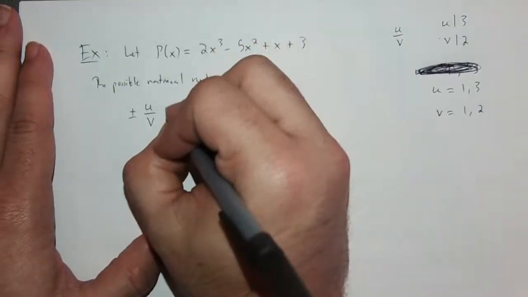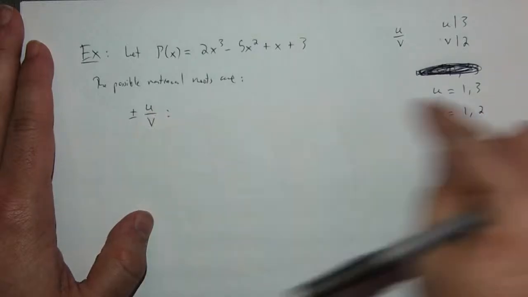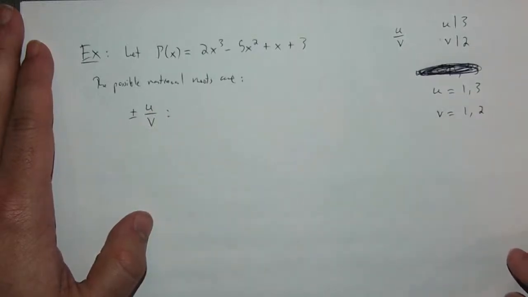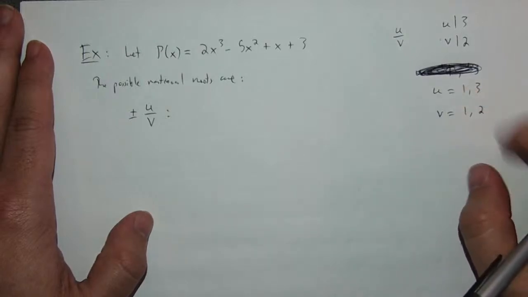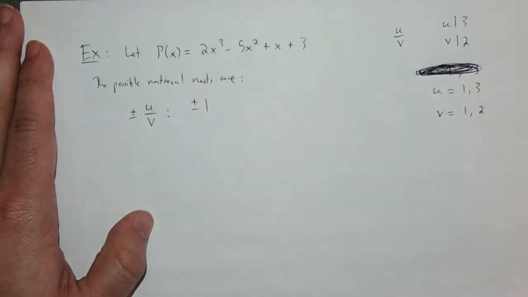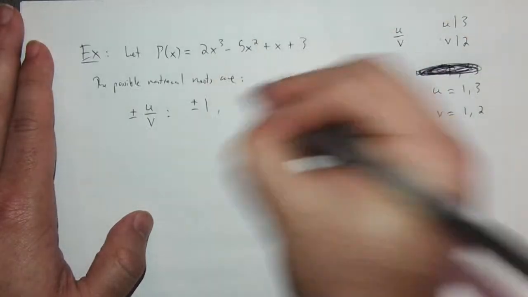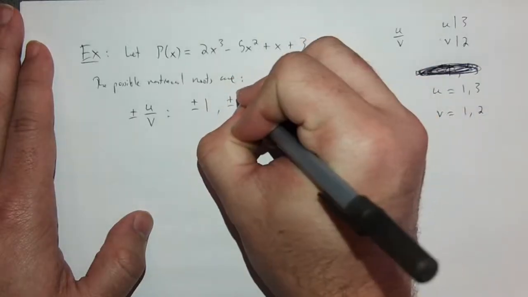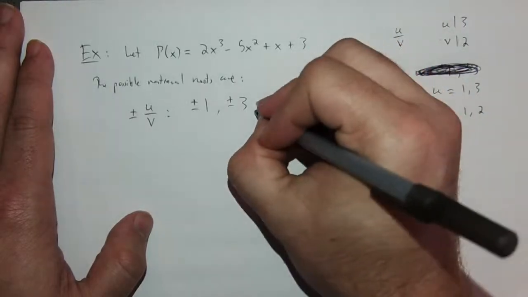What are the possible rational roots? The idea is that I form u over v for every possible combination here. So for instance, 3 over 1, 1 over 1. Those are formed here. So I get plus minus 1, that's 1 over 1 and minus 1 over 1. I get plus minus 3, so that's 3 over 1 and minus 3 over 1.